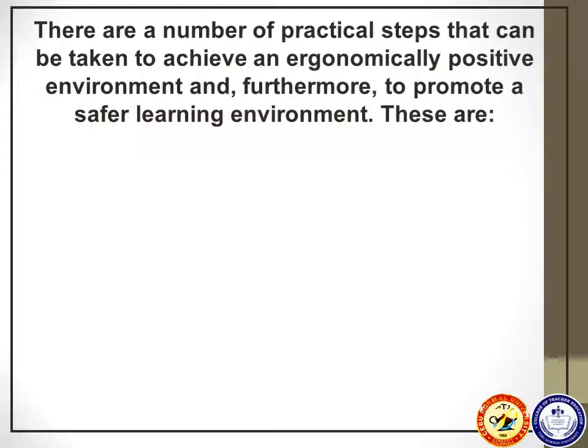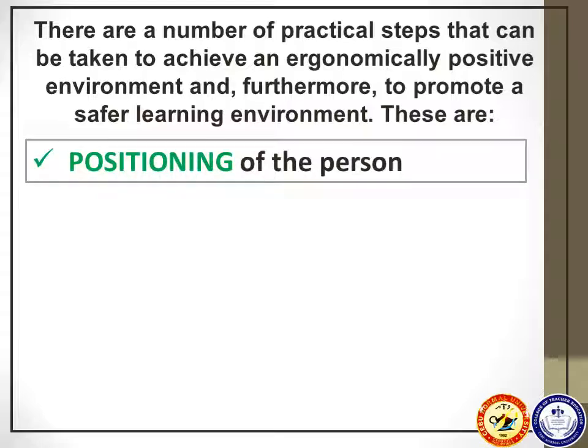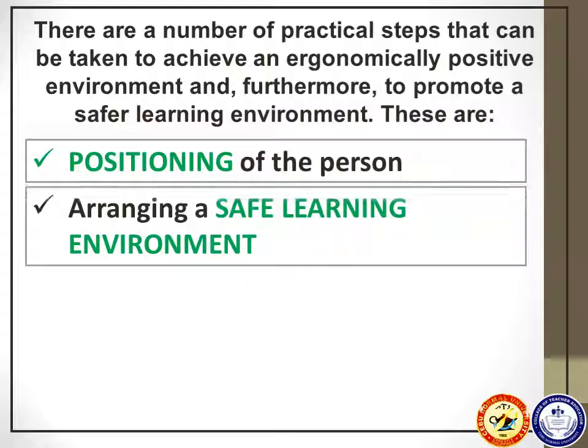There are a number of practical steps that can be taken to achieve an ergonomically positive environment and, furthermore, to promote a safer learning environment. These are the following. First, positioning of the person, which is one of the most common factors that can solve your problems in using ICT. Second, we will be arranging a safe learning environment. Safety is the best measure. Safety is really important while using ICT.